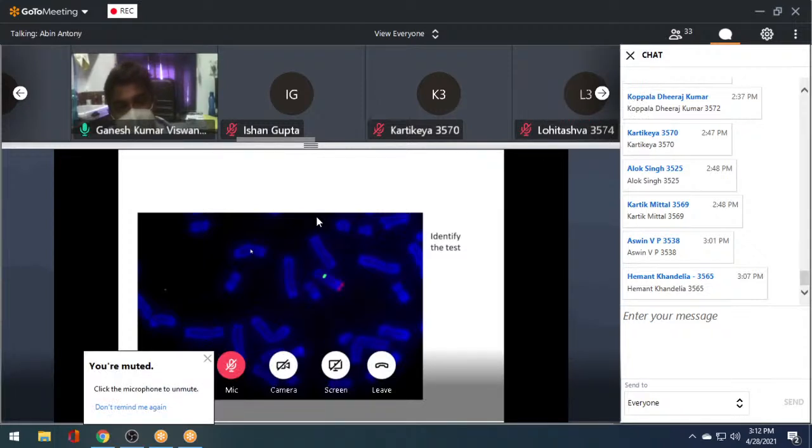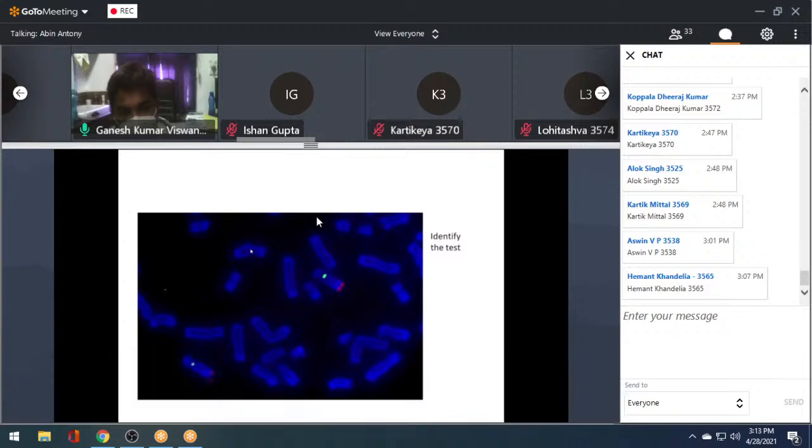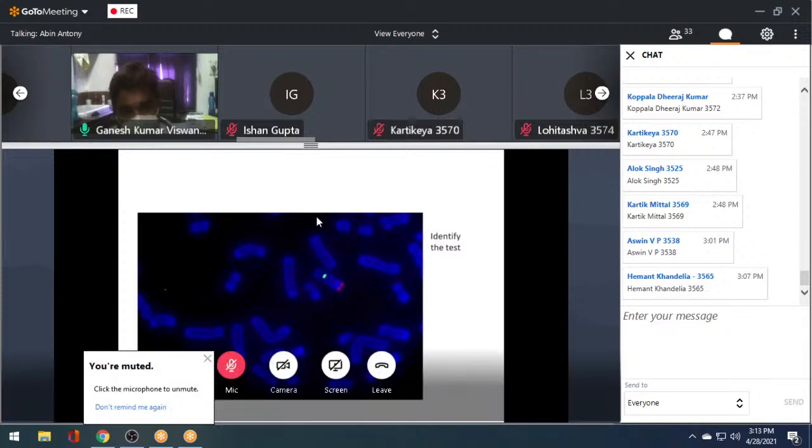You add a fluorescent molecule along with a complementary DNA you want to check for, and you allow it to bind to its complementary chain. Then we look under ultraviolet radiation for fluorescence.